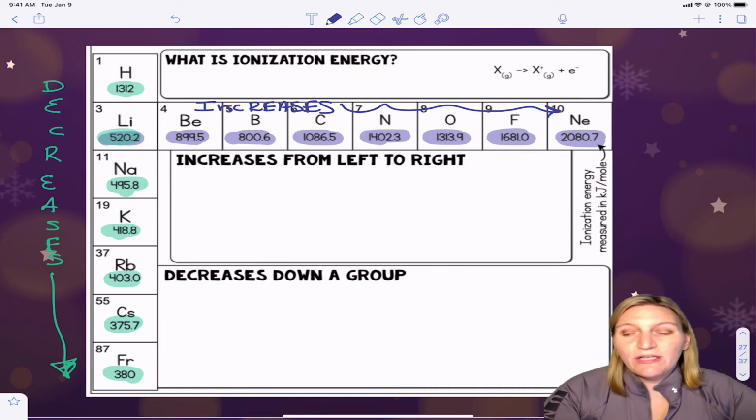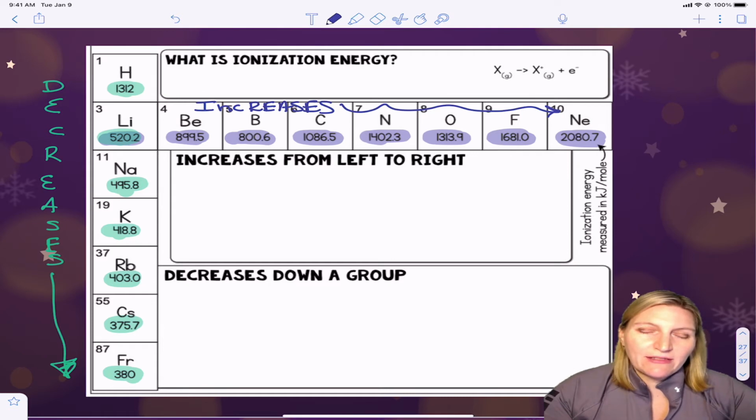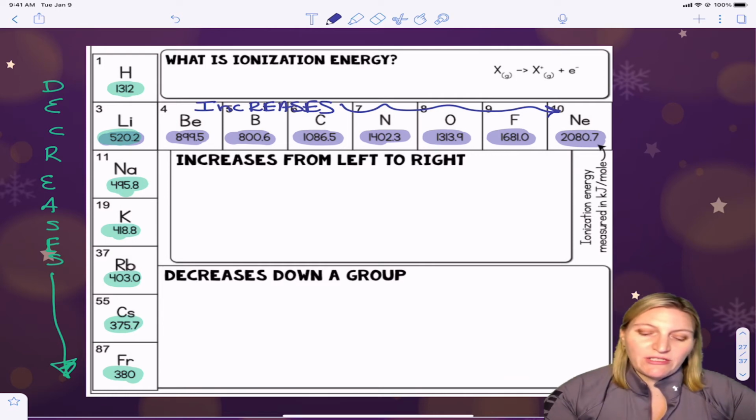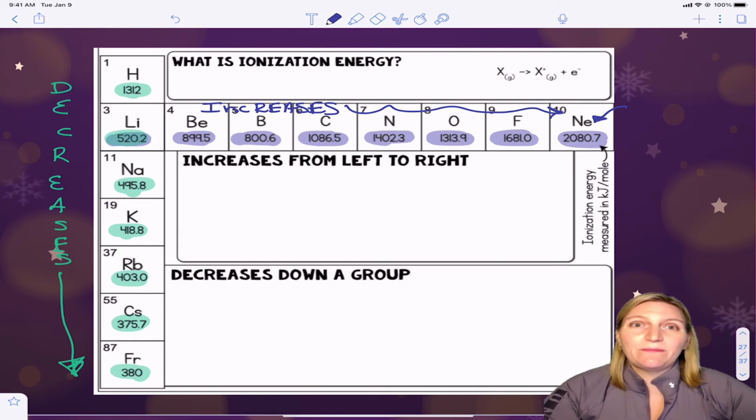So now let's start to think about why. Ionization energy increases from left to right. Think about what we were talking about when we talked about atomic size. As we move from left to right on the periodic table, the electrons are in the same energy level. And we said that the effective nuclear charge increases. Same shielding, more protons, the effective nuclear charge increases. So the electrons in neon are very attracted to the nucleus, as opposed to the electrons in lithium. Therefore, it takes more energy to remove those electrons.